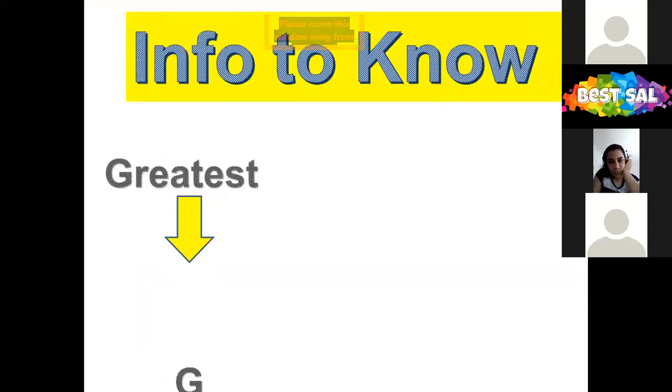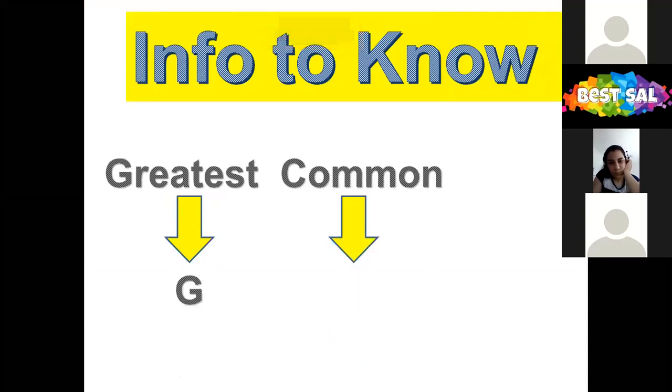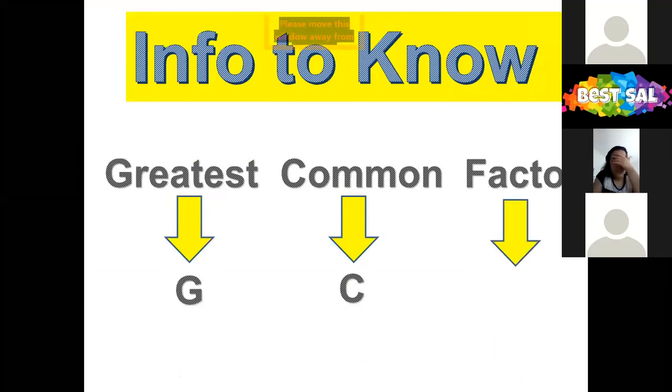For the greatest common factor, it's not necessary to write the full words. You can just write the first letter of each word. So you can just use GCF, or sometimes they use HCF, highest common factor, or greatest common factor.